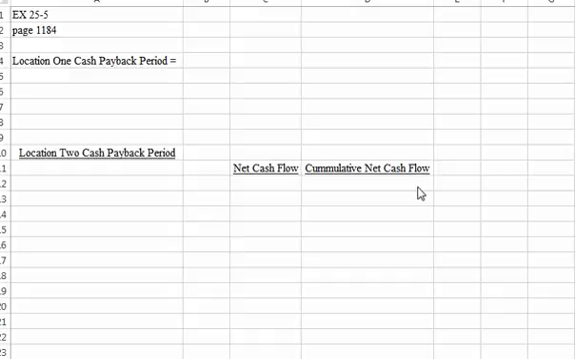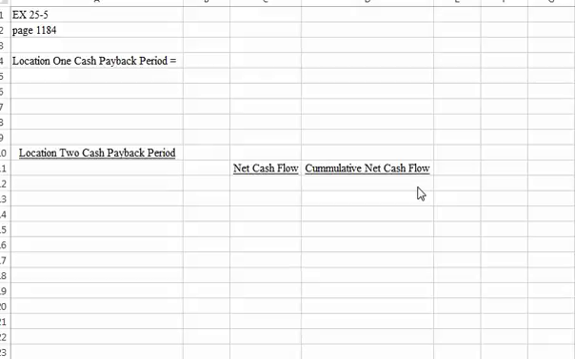With cash payback period, all we're trying to calculate is how long will it take us to get our original investment back. Okay, that's all we want to know. How many years, months, whatever we're dealing with, how long will it take us to get back what the piece of equipment or the building cost in cash. And we're not considering time value of money here. So let's read through this one.